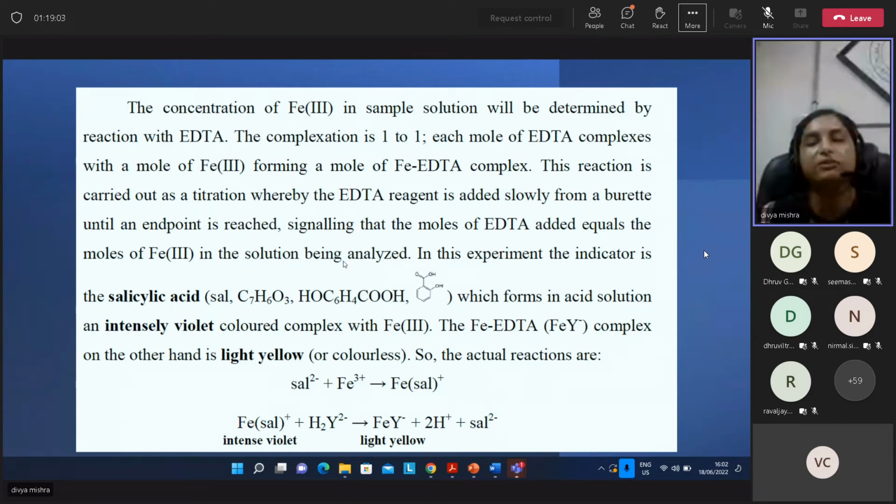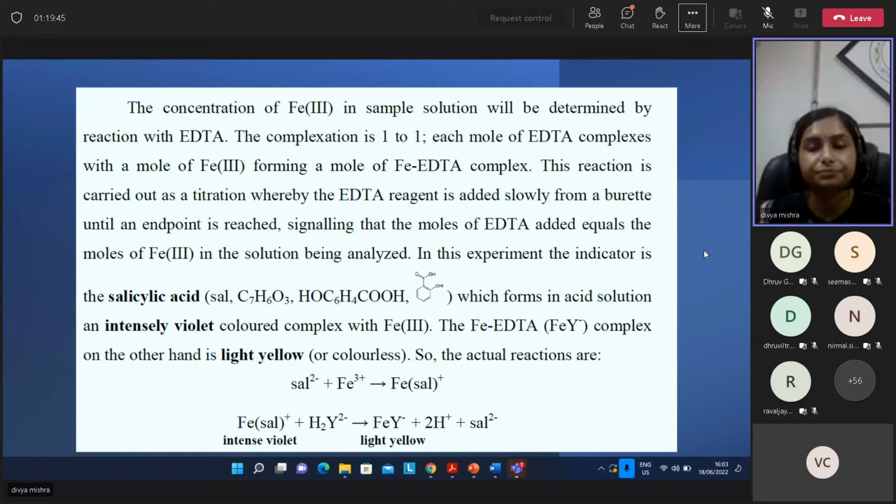In this experiment, salicylic acid is used as an indicator which will form an intensely violet colored complex with Fe plus 3 in acidic pH. Initially, when we are starting the titration, we take the solution that was boiled with the acid. In that case you will get an intensely violet colored complex, and this complex is formed with salicylic acid and Fe plus 3.